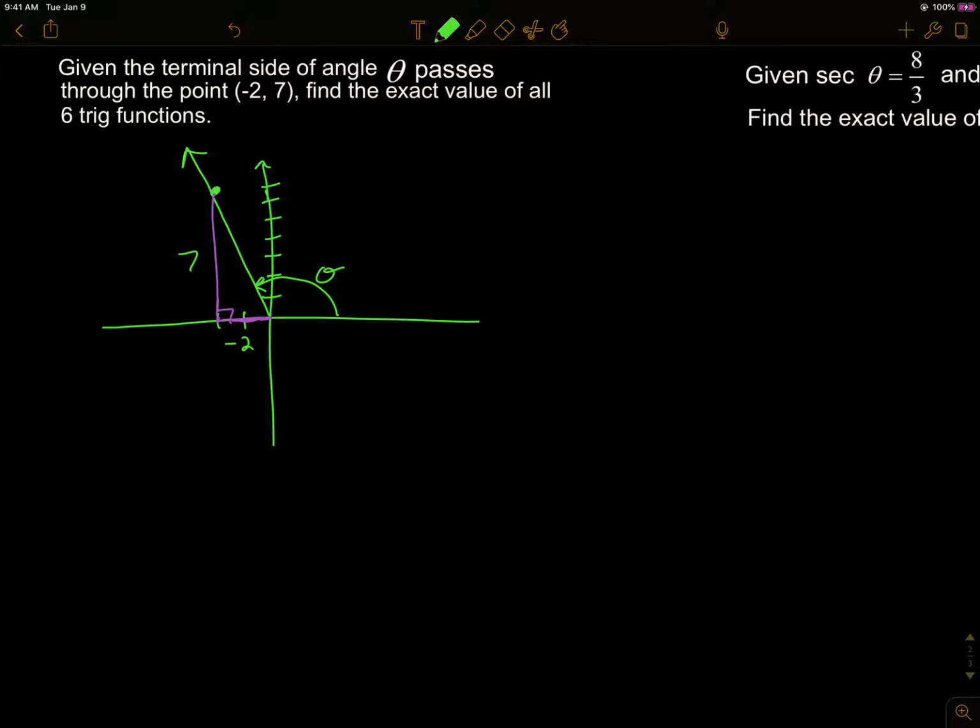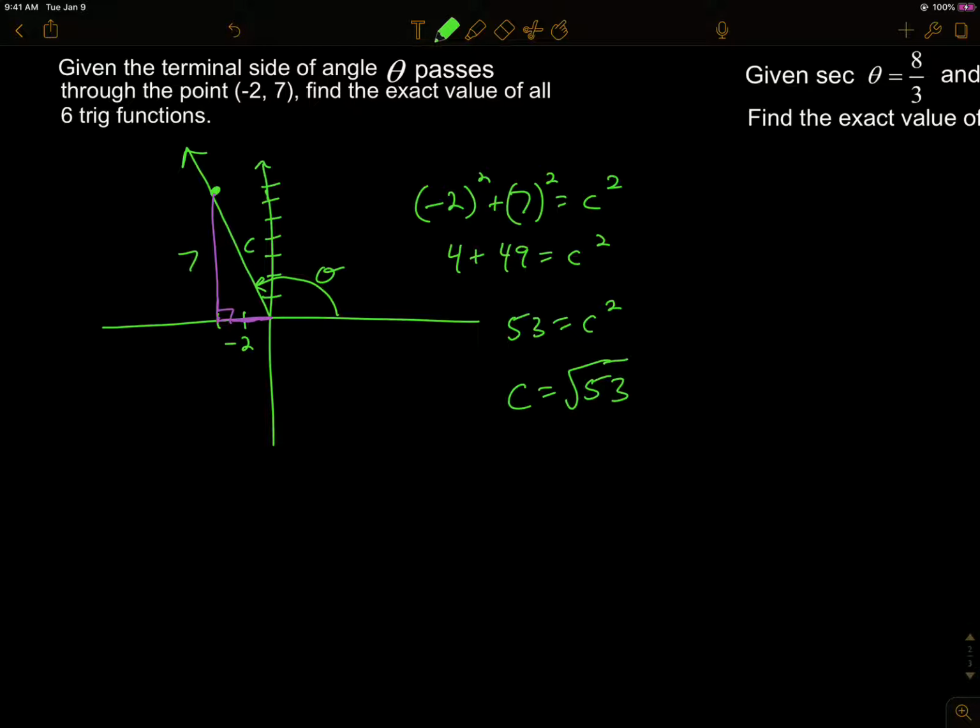So we're going to do Pythagorean theorem. We'll call that hypotenuse c. So negative 2 squared plus 7 squared equals c squared. So we got 4 plus 49 equals c squared. So we got 53 equals c squared. Square root both sides. c equals the square root of 53. I do not think that can be simplified at all. 53 is prime. So that's going to be the length of that side, root 53. So that is root 53.